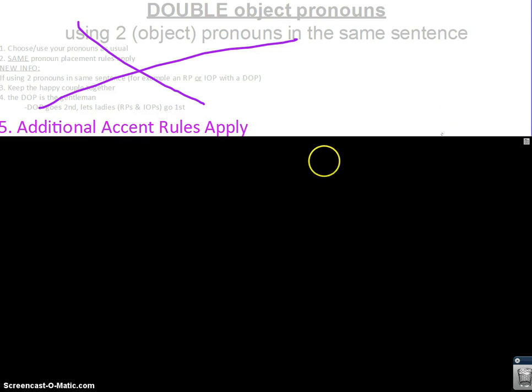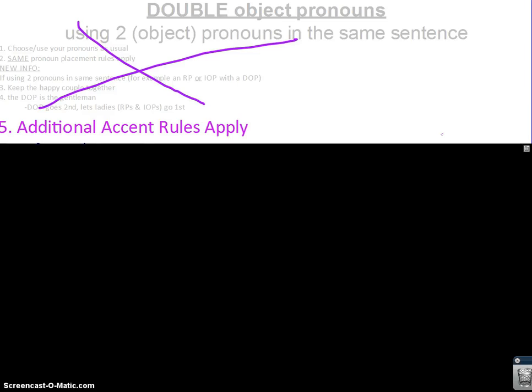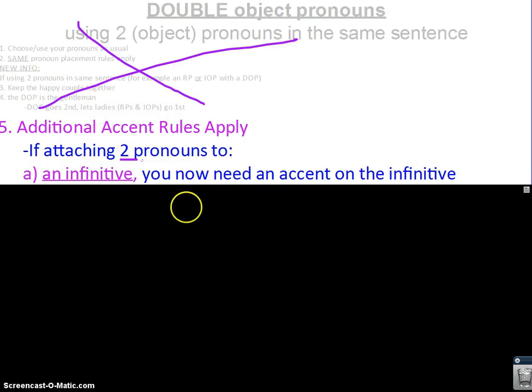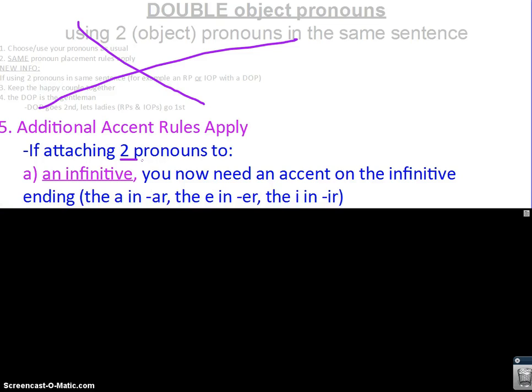Additional accent rules apply. You guys already know one accent rule, that if you attach a pronoun to the end of a present participle or a command, you need an accent on the penultimate syllable, not counting the pronoun. So what new accent rules apply? If you're attaching two pronouns, not just one, to an infinitive, you now need an accent on the infinitive ending, which means the letter A in AR, the E in ER, and the I in IR.